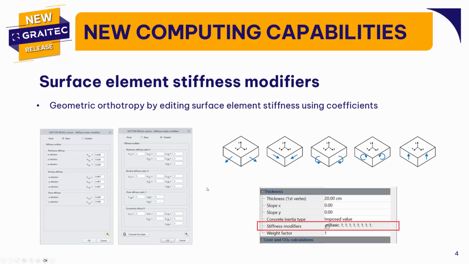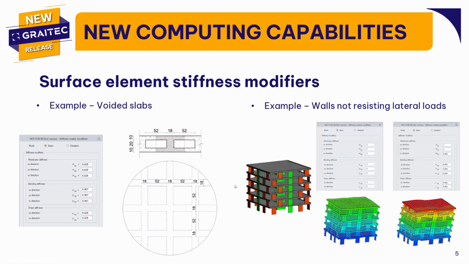This modification is available from the properties menu of the planar elements in Advanced Design. So you can just go there, stiffness modifiers, click here, and then you can have access to these modification tools. So it has some usages. For example, I have two of them here.